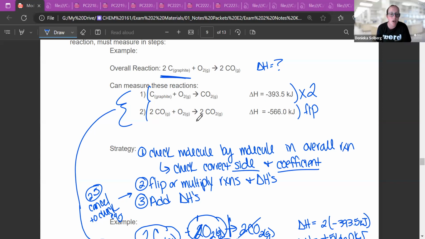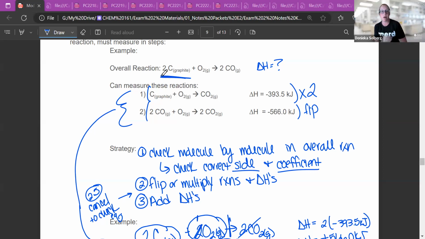So what I want you to do is check molecule by molecule in the overall reaction. What I mean by that is in my overall reaction up here, I want to look at carbon graphite, I want to look at oxygen gas, and I want to look at CO, each individually. And you want to find them in the steps. For example, if I'm talking about carbon graphite, the only place that exists in my steps is right here. So first I'm going to focus on this reaction and ask, is it on the correct side? In my overall reaction, it is a reactant. In this step, it is also a reactant, so I'm good.